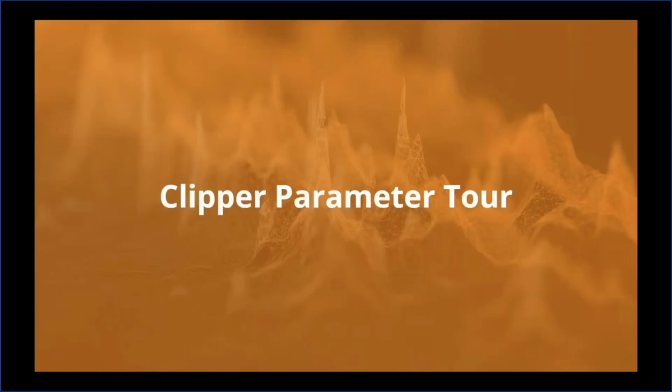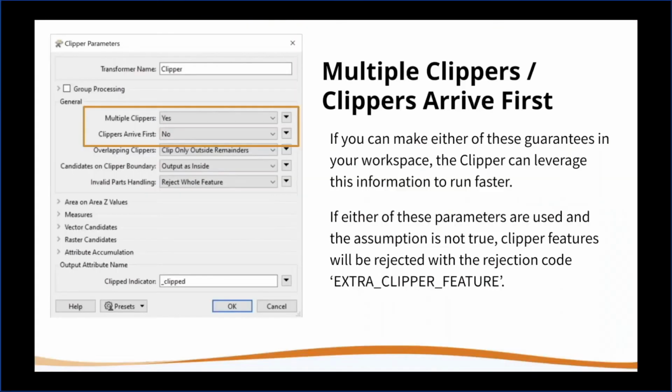So with that, we're going to take a tour through the various pieces of functionality in the Clipper using the parameter dialog as our map. The first stop on our journey are these 2 parameters, multiple clippers and clippers arrive first. Both of these parameters let you optimize your workspaces based on additional information you can tell the Clipper.